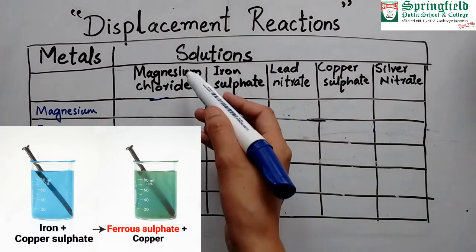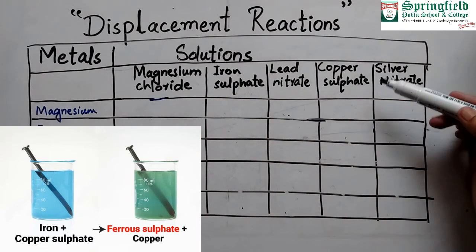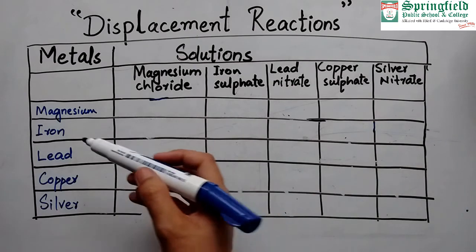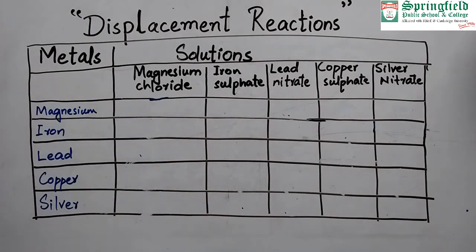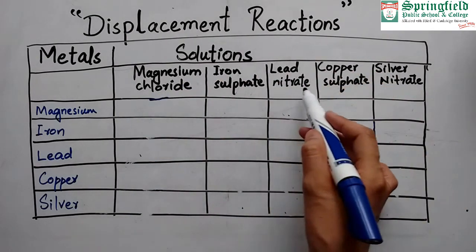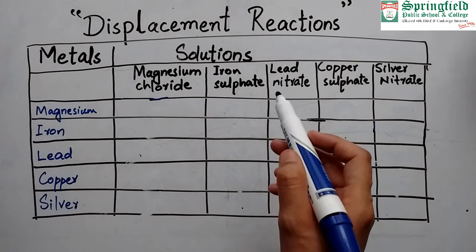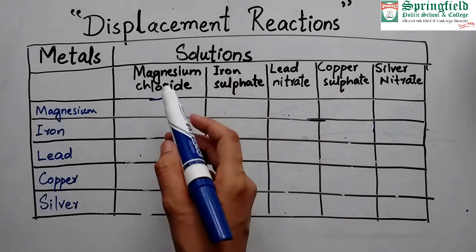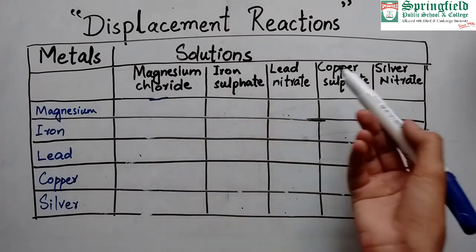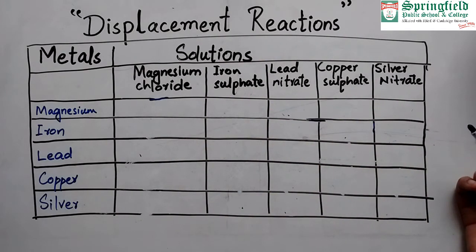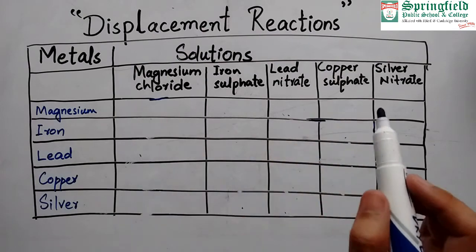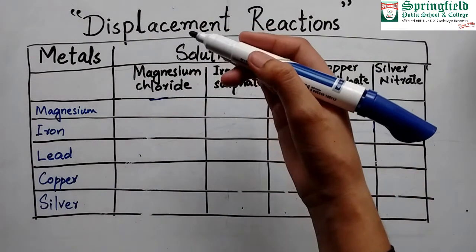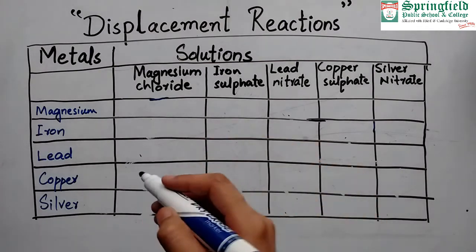Here are some solutions: magnesium chloride, iron sulfate, lead nitrate, copper sulfate, and silver nitrate. And here are the metals: magnesium, iron, lead, copper, silver. Their sequence is the same as that in the reactivity series. Now we will see which of these can displace the other metal present in the solution. These chloride, sulfate, nitrate are the non-metallic ions in the solution, while the metals written above are magnesium, iron, lead, copper, and silver. So remember that every metal which is present higher in the reactivity series can displace the lower metals.